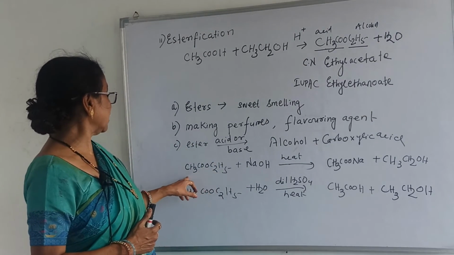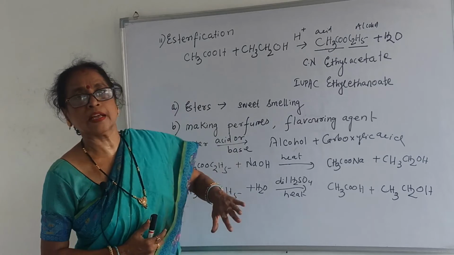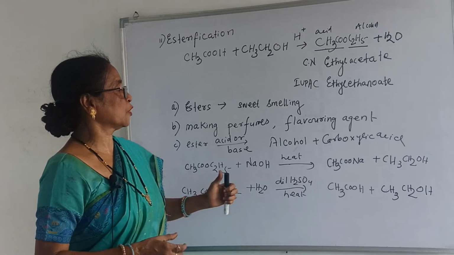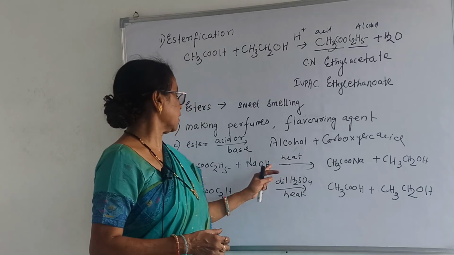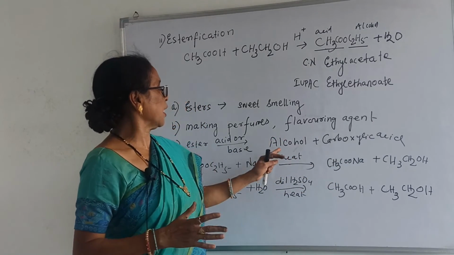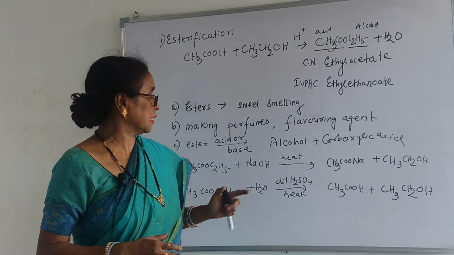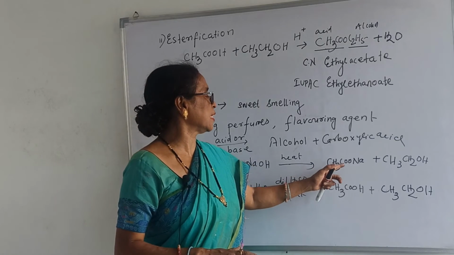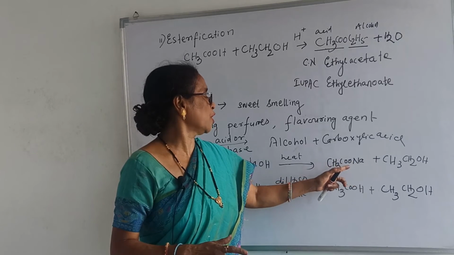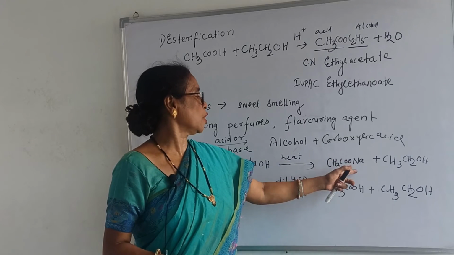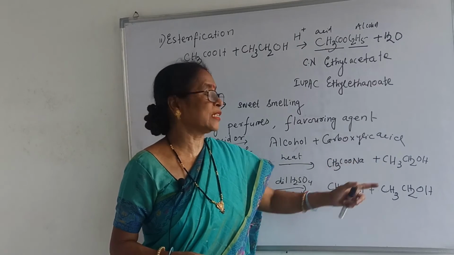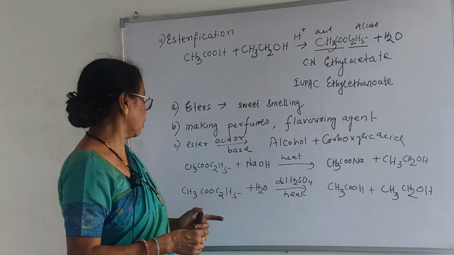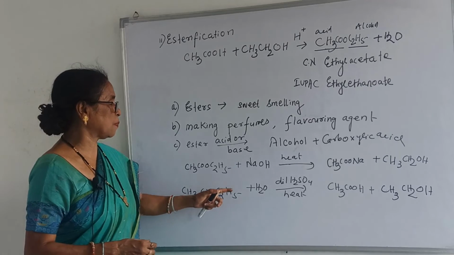So here it is ethyl acetate by common name, ethyl ethanoate by IUPAC name. React with sodium hydroxide, what will it give? The salt CH3COONa, because sodium is there. It should give alcohol and acid, but since sodium hydroxide is added, immediately CH3COONa forms. Sodium ethanoate is the IUPAC name, sodium acetate the common name. CH3CH2OH: the IUPAC name is ethanol, the common name is ethyl alcohol.